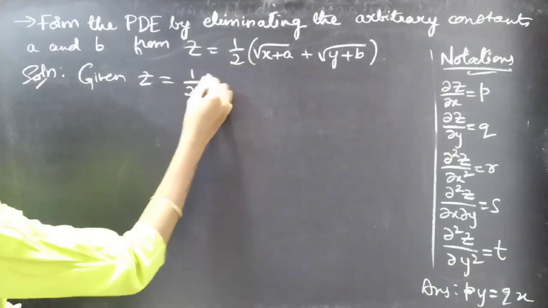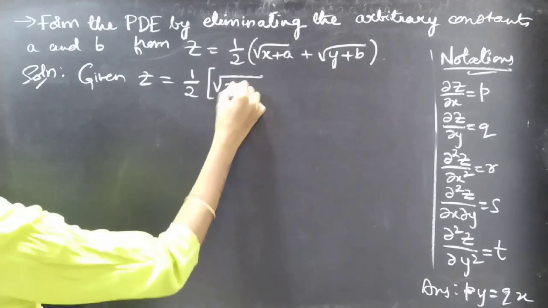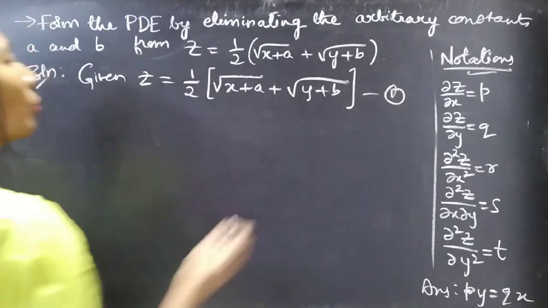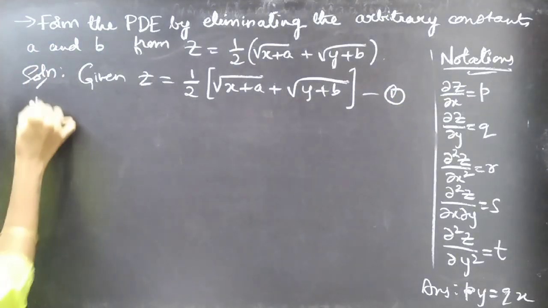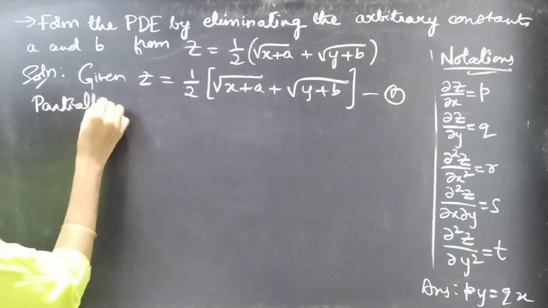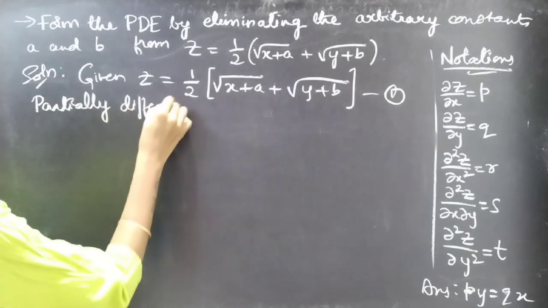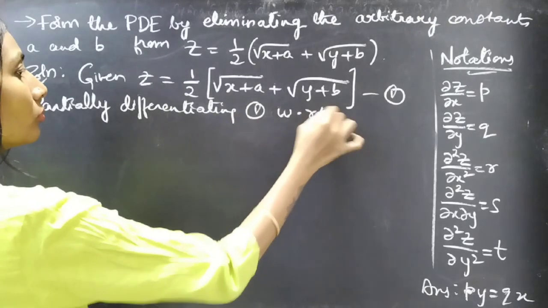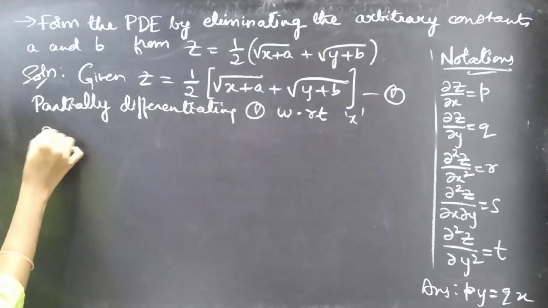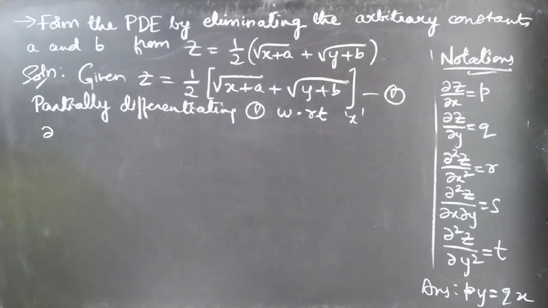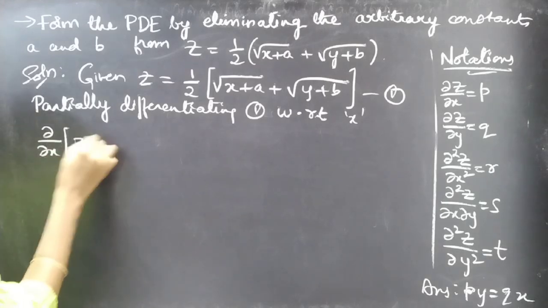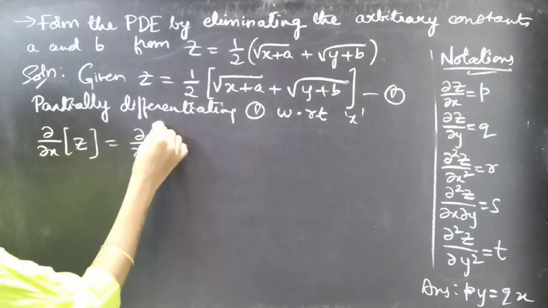Given z equal to 1 by 2 times square root of x plus a plus square root of y plus b, consider as some equation 1. Now partially differentiate 1 with respect to x. Okay, first we'll see the detailed explanation and then we'll go for the shortcut. Apply dou by dou x on both sides of 1.